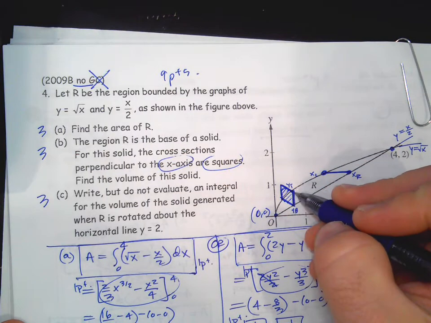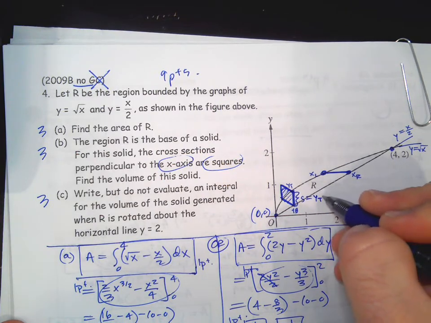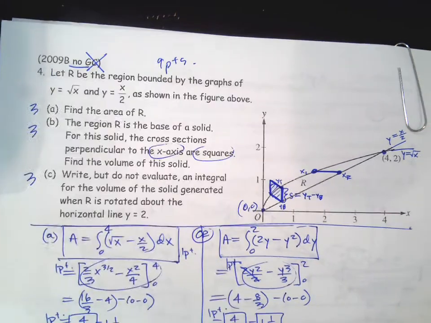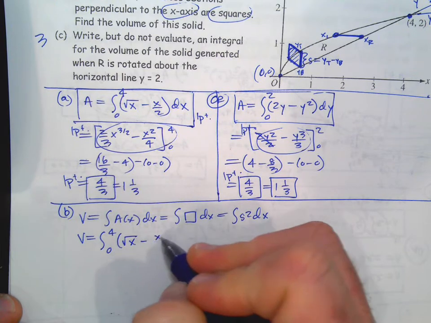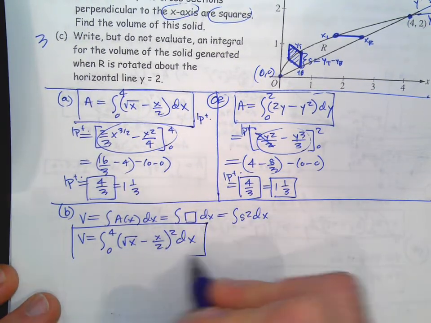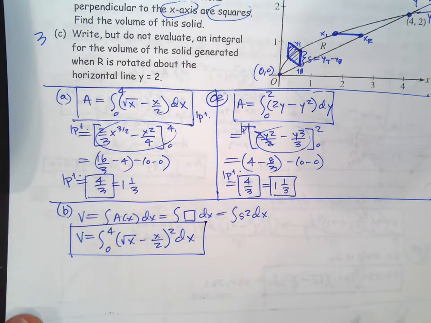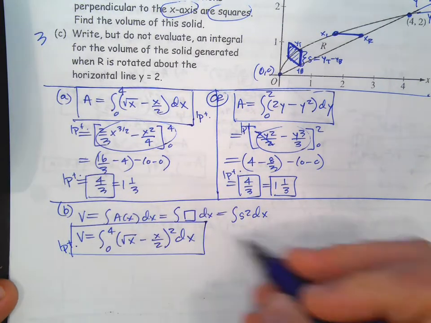Now, for the sides, you always want to use the bottom of the slice that's touching the base region to figure out your dimensions. It's y top minus y bottom. In terms of x, y top is the square root of x, y bottom is x over 2, and it's going to be squared, dx. So that's your setup, and that's worth 1 point. Then we need to integrate.